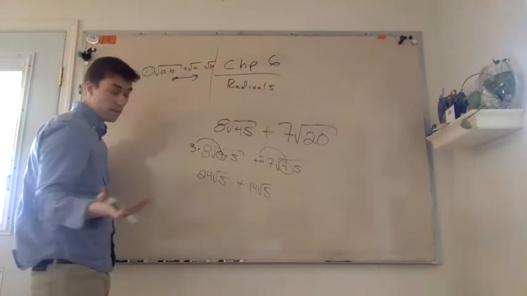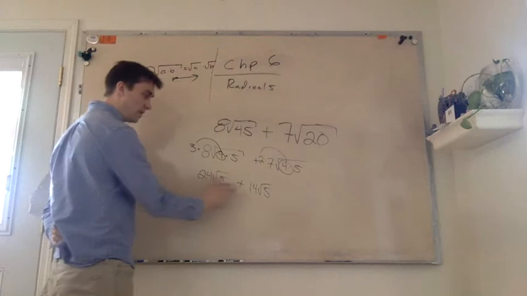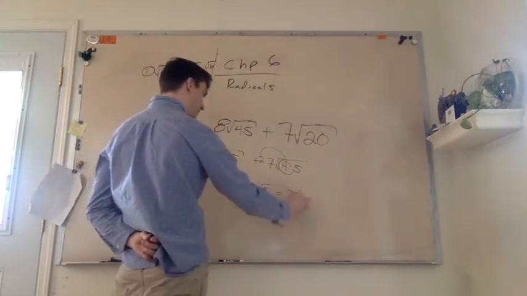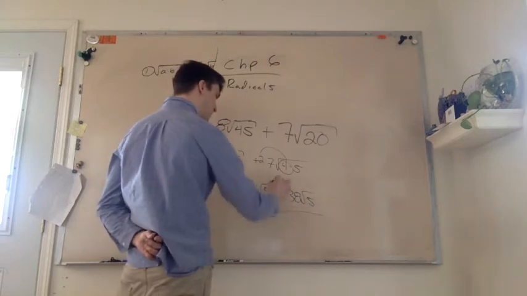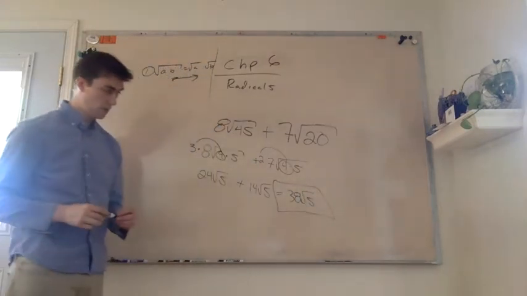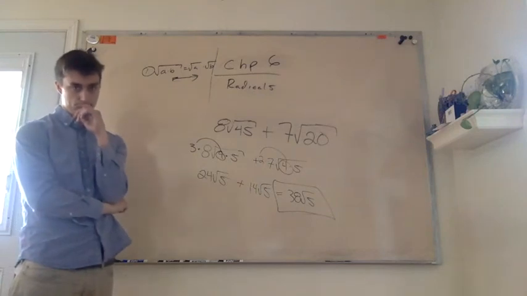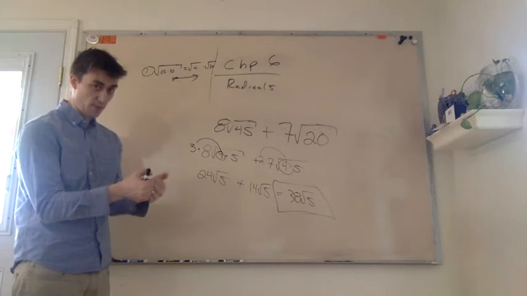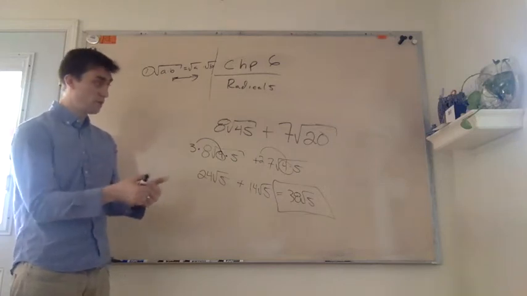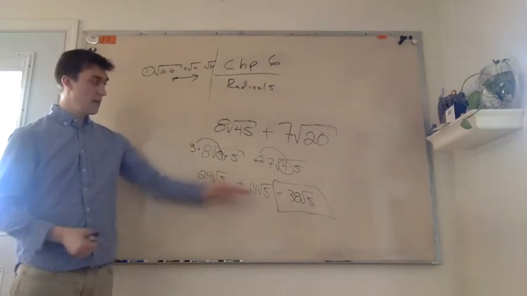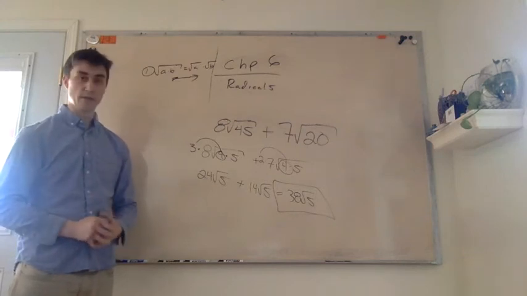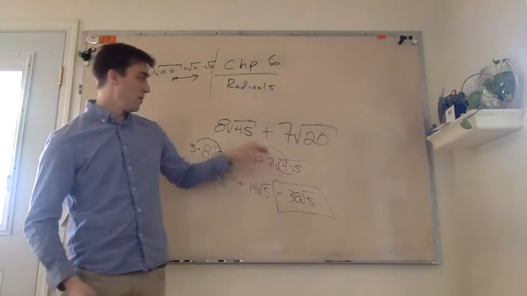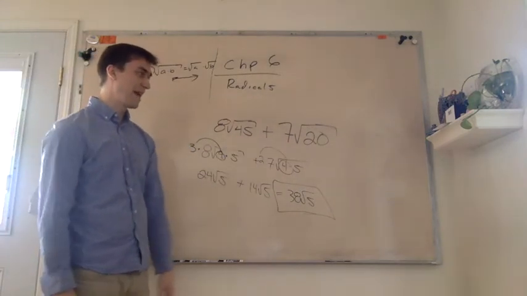Now you have the same radicals. 24 of these plus 14 of these is 38 of these: 38 root 5. Another thing that you could do is 8 root 45 decimal approximate plus 7 root 20 decimal approximate, and then do 38 root 5 and see if that's the same number. It is. This is the exact form of these two exact numbers added together.